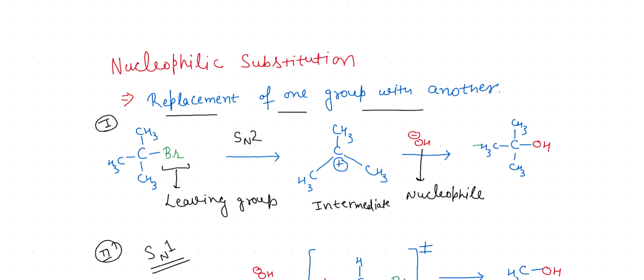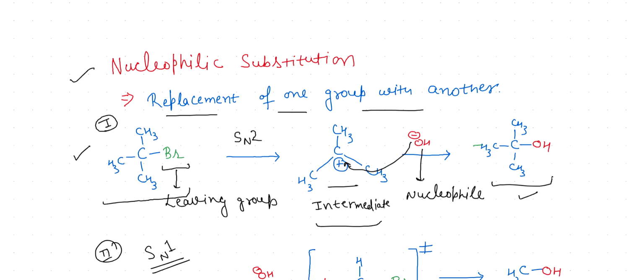Look at example number 1. Here, the substrate we have been using is tertiary butyl bromide, and it is undergoing the SN2 mechanism. In this mechanism, first of all, there is formation of a carbocation as an intermediate. Then, in the second step, the nucleophile attacks this carbocation, and thus forms the final product, tertiary butyl alcohol. So this is one of the mechanisms of nucleophilic substitution reaction.